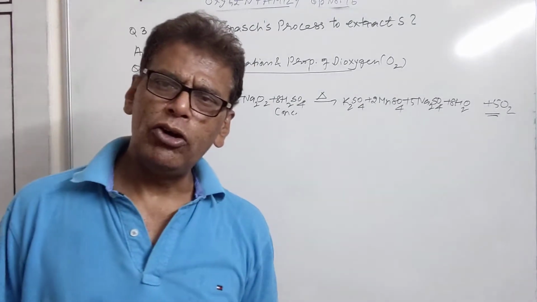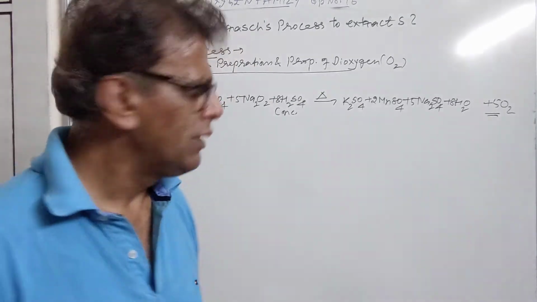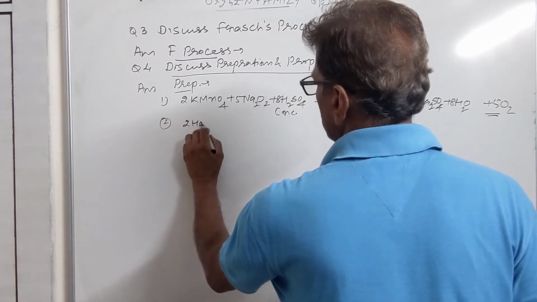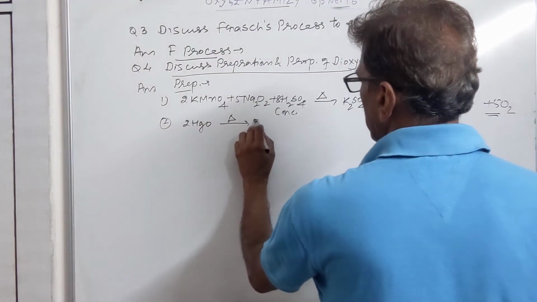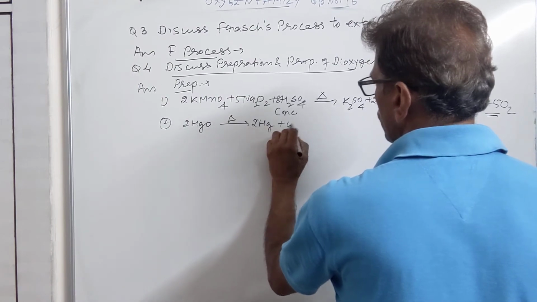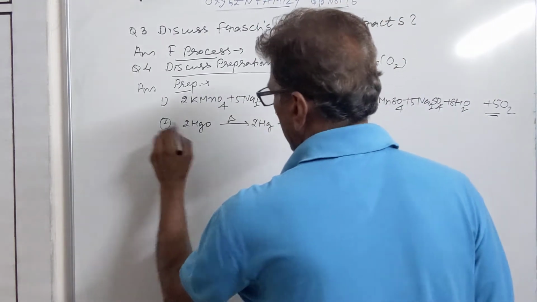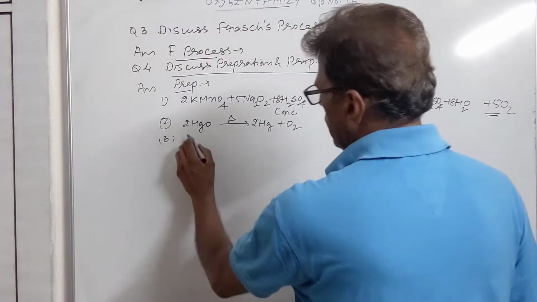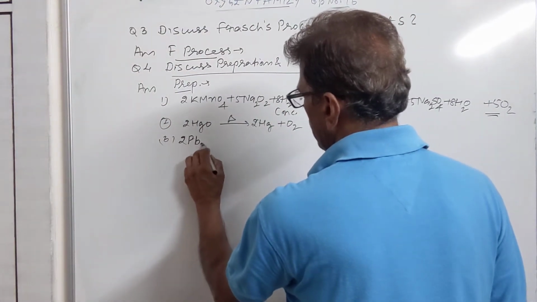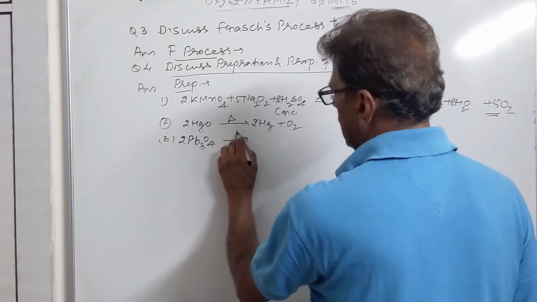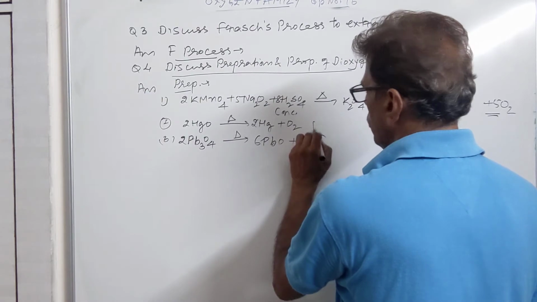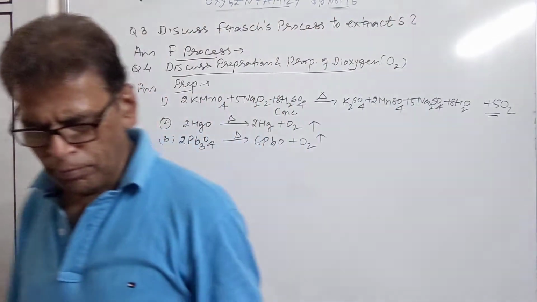It can also be obtained by heating metal oxides. So the second method is by heating mercury oxide. It is heated simply to get Hg plus O2. Then we have the third method, that is from red lead, sindoor, from which we can also get oxygen. It is heated, we get 6 PbO plus O2. So O2 can also be obtained from this.